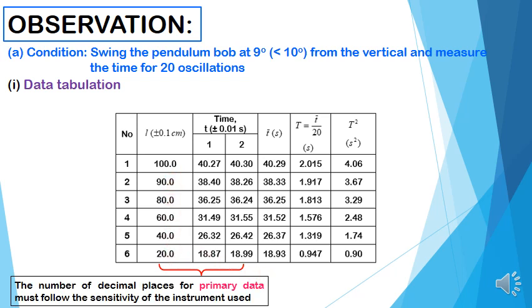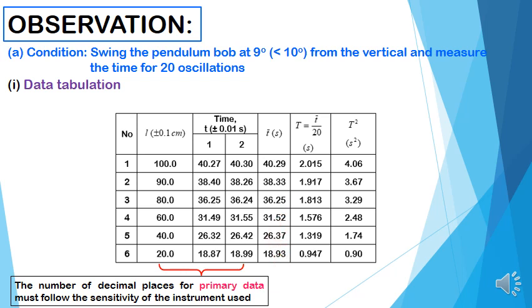The time for 20 oscillations was measured using stopwatch, and the sensitivity of the stopwatch is plus minus 0.01 second, and it consists of 2 decimal places. Therefore, the time recorded in the data table also consists of 2 decimal places. And the average time for 20 oscillations calculated also rounded off to 2 decimal places, same as the sensitivity of the stopwatch.